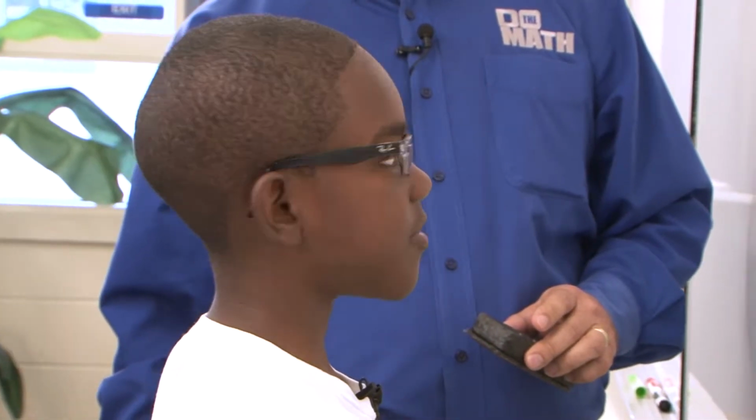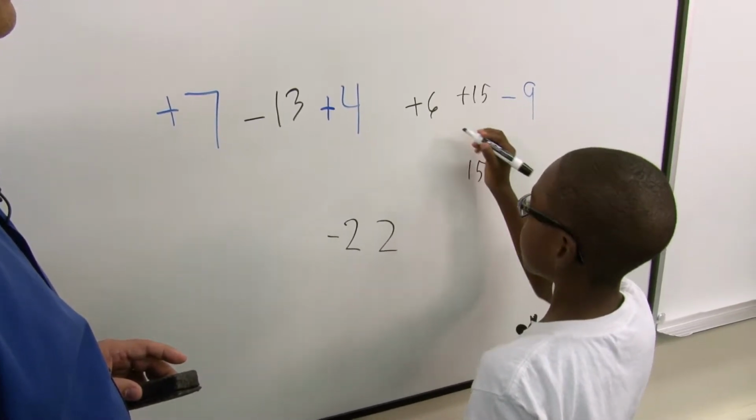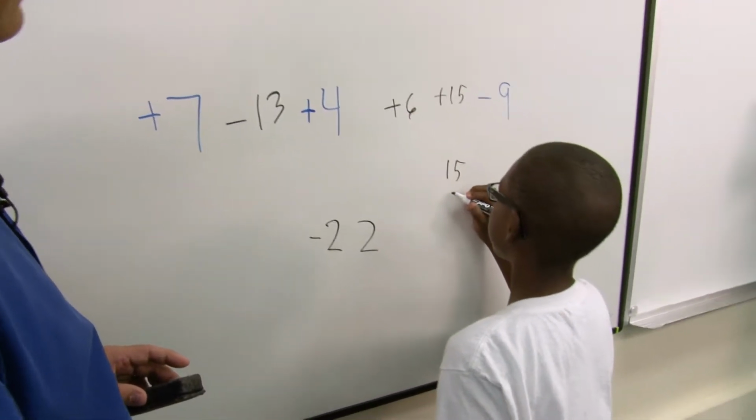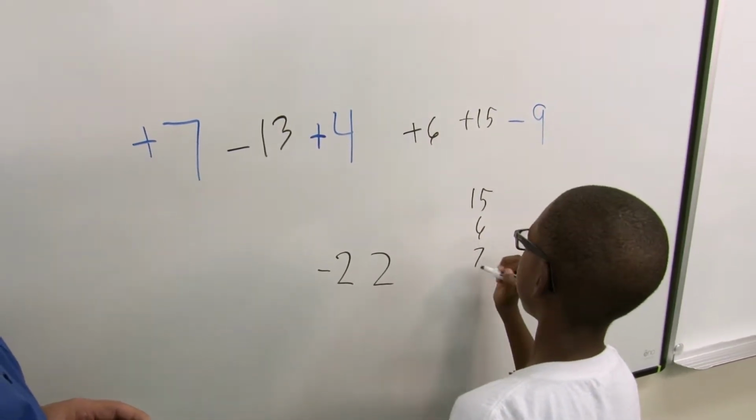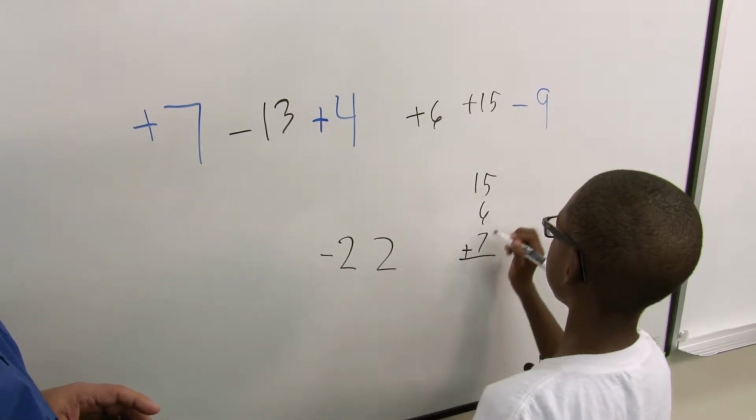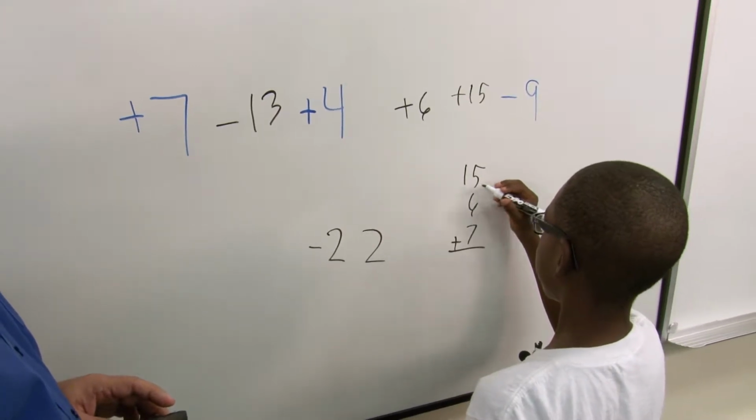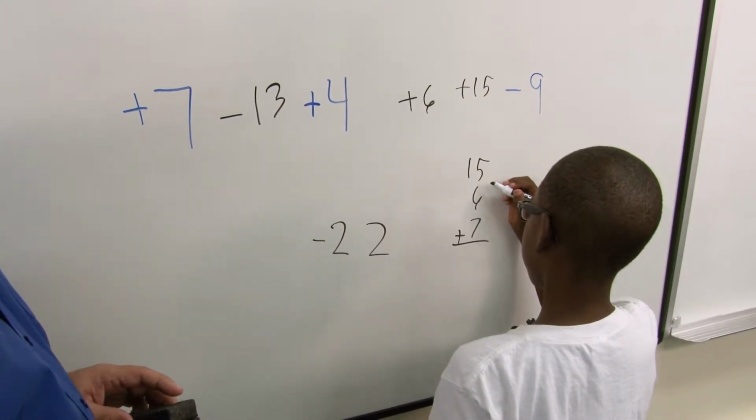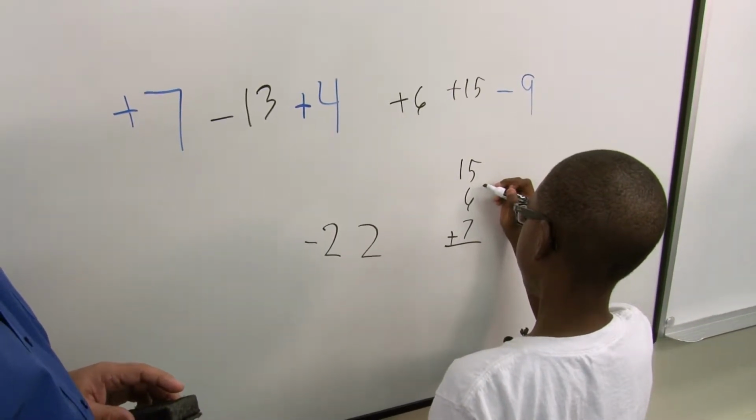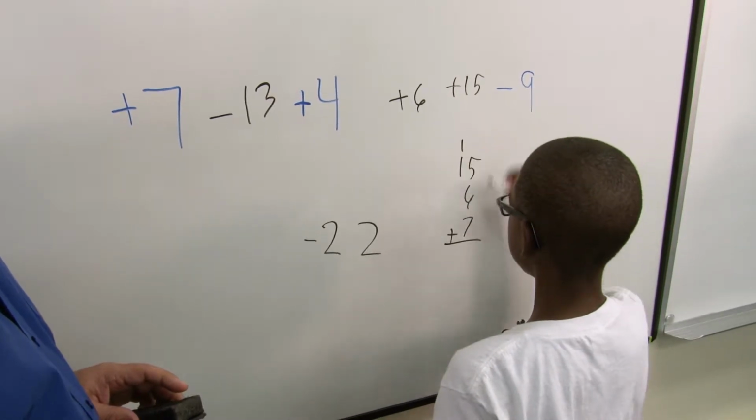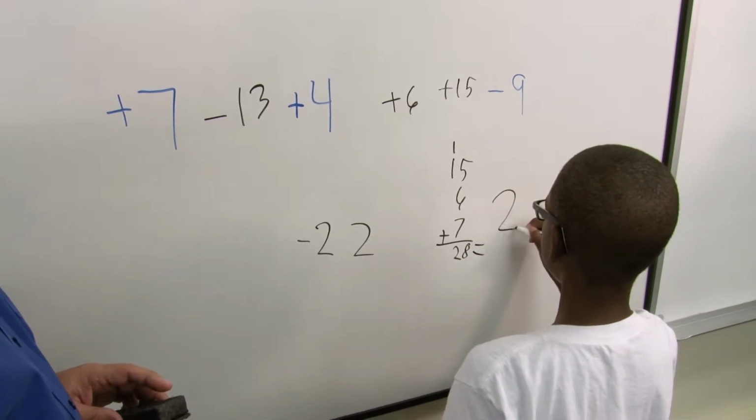So I'm adding all the positives. 6 plus 7 equals 13, then 14, 15, 16, 17, 18. Good. 28, so that equals 28.